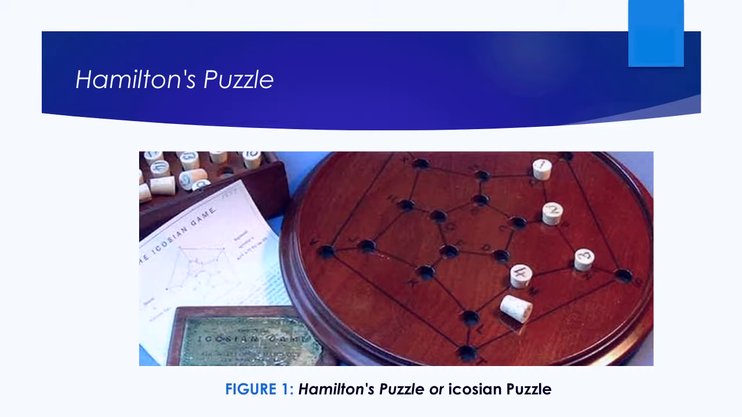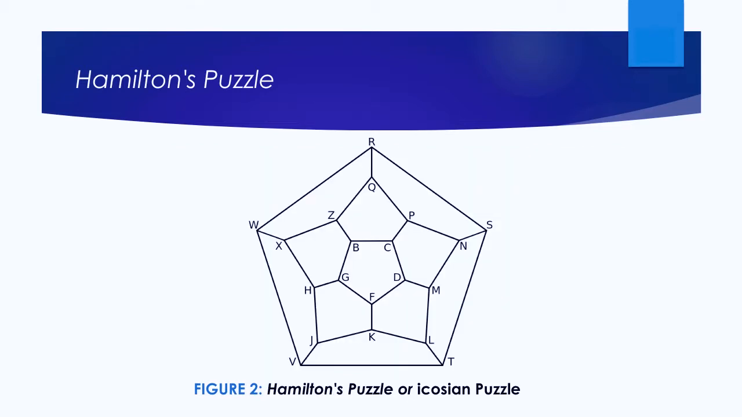The 20 vertices of the dodecahedron were labeled with different cities in the world. The object of the puzzle was to start at a city or node and travel along the edges, visiting each of the other 19 cities exactly once, and end back at the first city. The circuit traveled was marked off using the string and pegs.